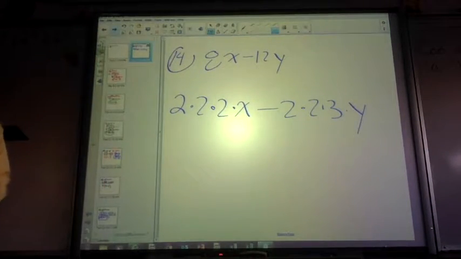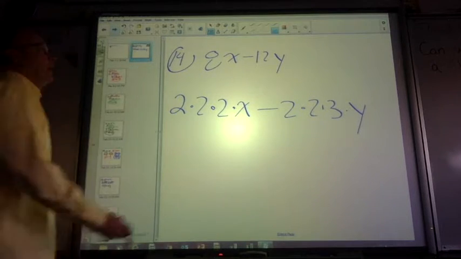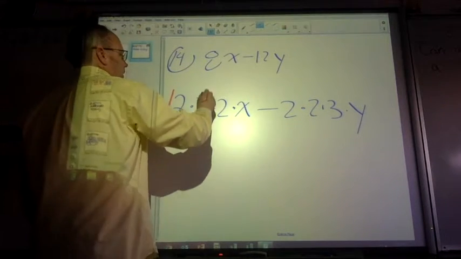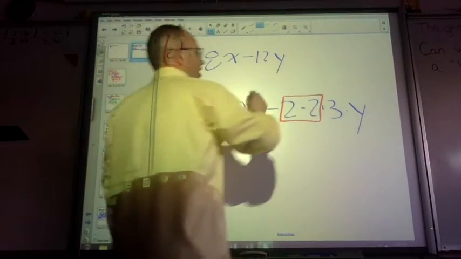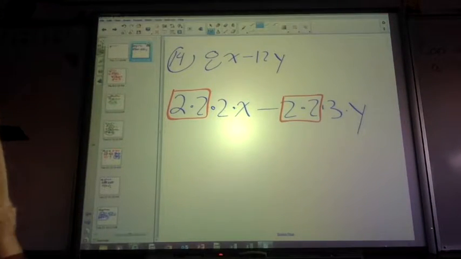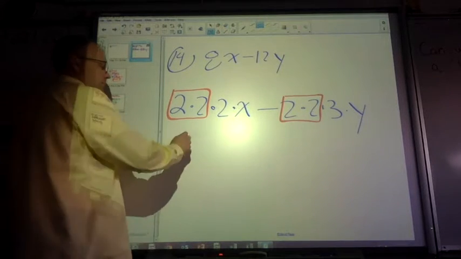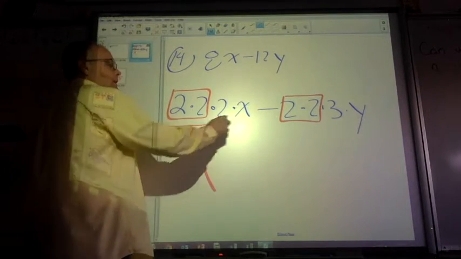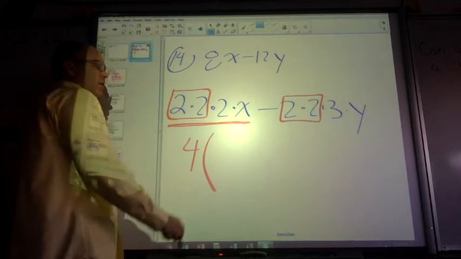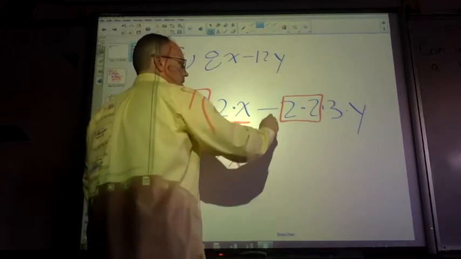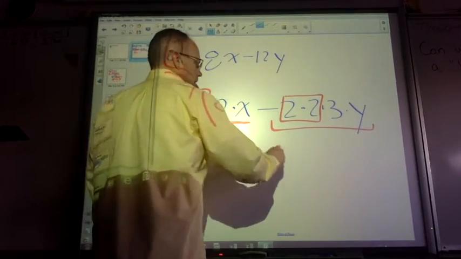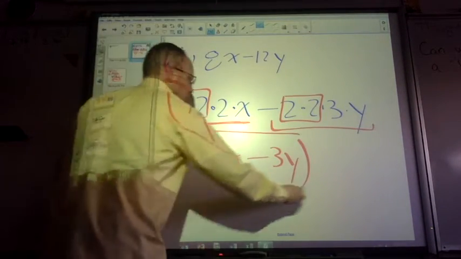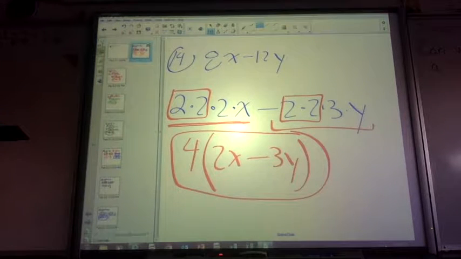What do I have in common between the two sets? 2. Just singleton 2? I have 2 2's. Good. I have both those in common. Agree? Well, 2 times 2 is 4. What do I have left right here? 2x. The minus comes down. What do I have left here? 3y. There's my answer. I just undid the distributive property.